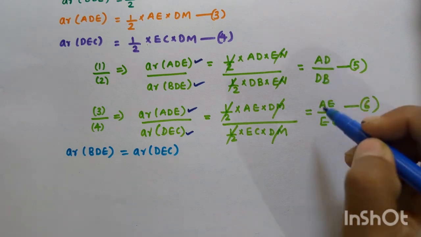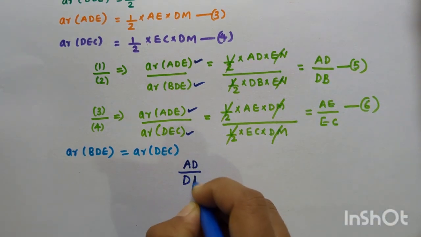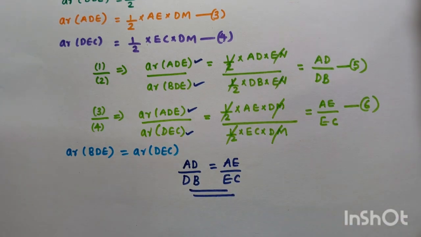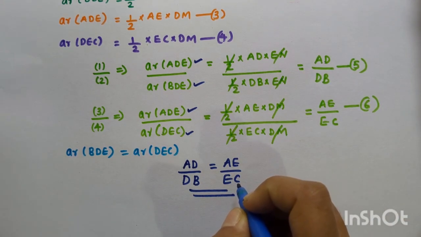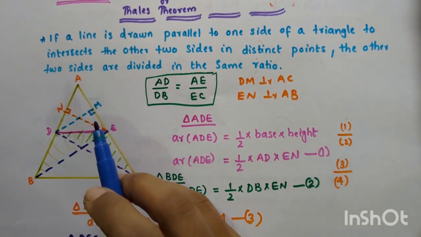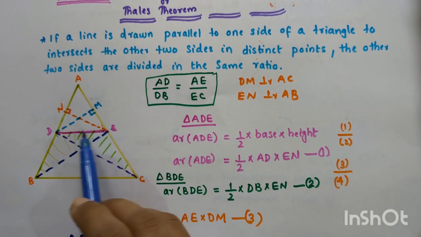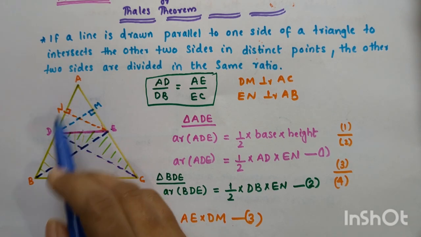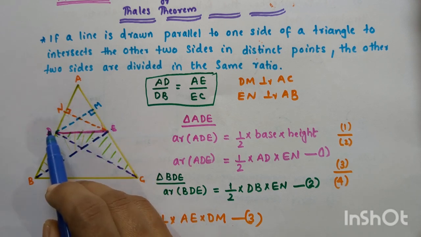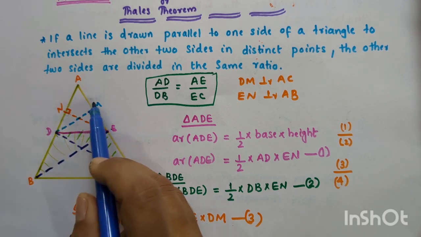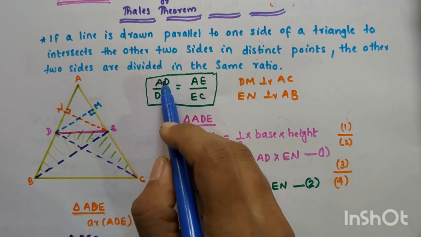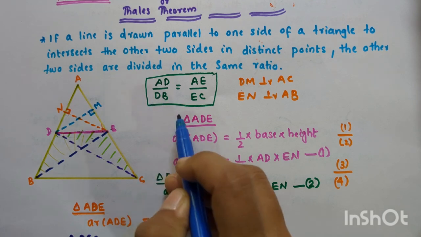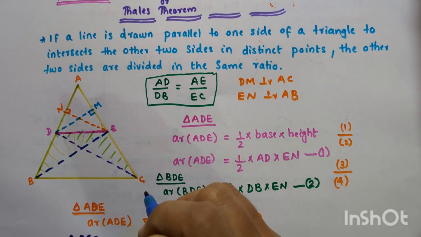When we equate their right hand sides, we can write AD divided by DB equal to AE divided by EC. Hence, we proved this theorem. According to this theorem, if a line is drawn parallel to one side of a triangle to intersect the other two sides in distinct points, the other two sides are divided in the same ratio. That is AD divided by DB is equal to AE divided by EC, and we have proved this theorem. Okay, I hope it is clear to you. Thank you.